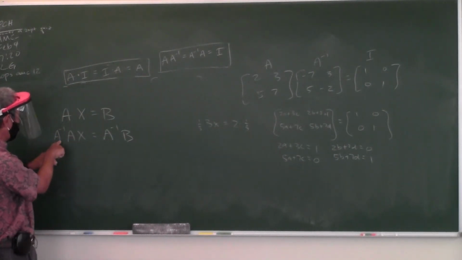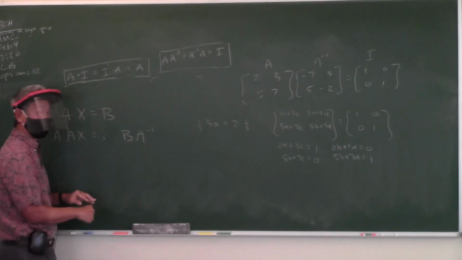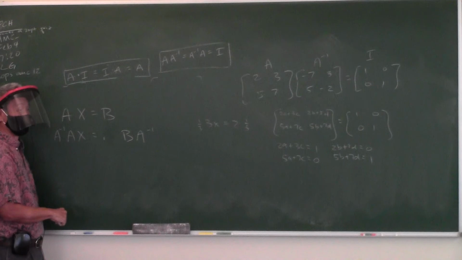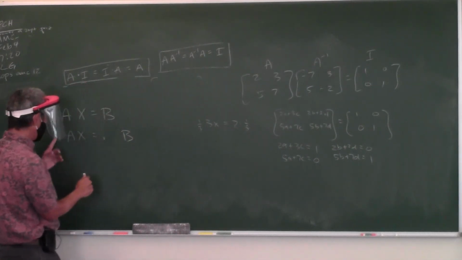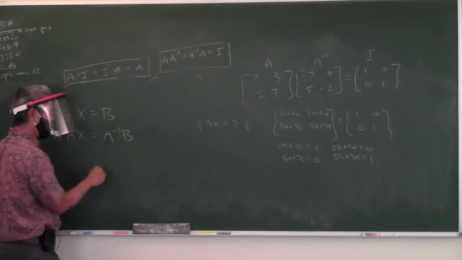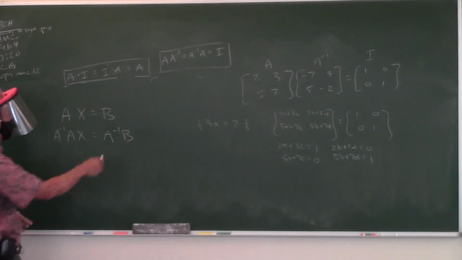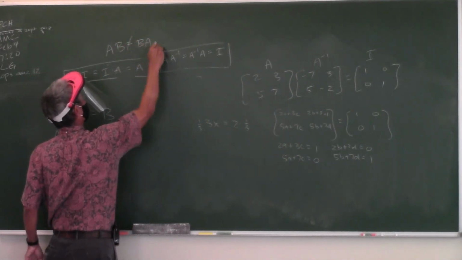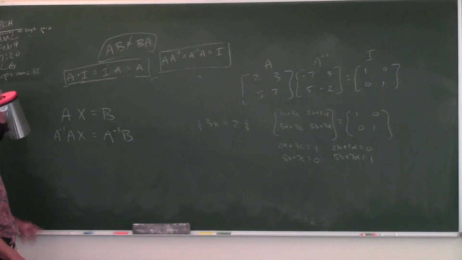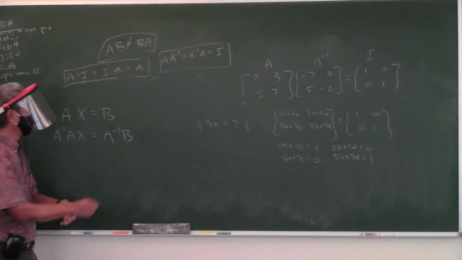So if you multiply A inverse on the left here, but you multiply it on the right there, you know what we call this? Fatal error. Because you cannot do that. So if you multiply it on the left, you have to multiply it on the left. That's because the commutative property doesn't work. Okay, everybody understand that?